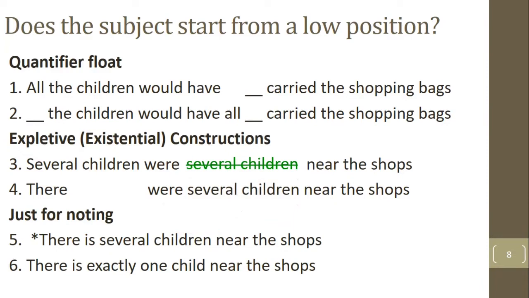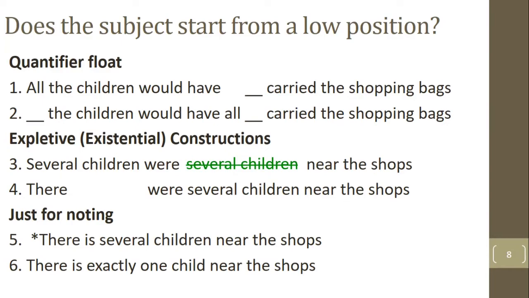In number 5, there is several children near the shops is clearly an ungrammatical sentence, which shows that we need a plural agreement, and the plural agreement must be triggered by the noun phrase several children. In contrast, when you have a semantic subject like exactly one child, which is necessarily singular, we can see that the verb be is inflected in the singular, as shown in example 6.